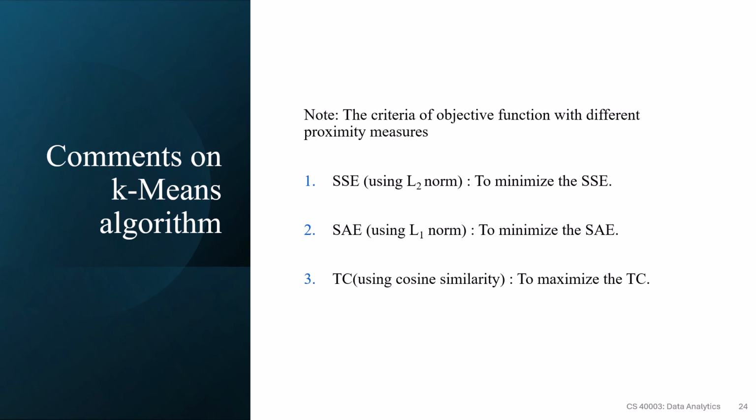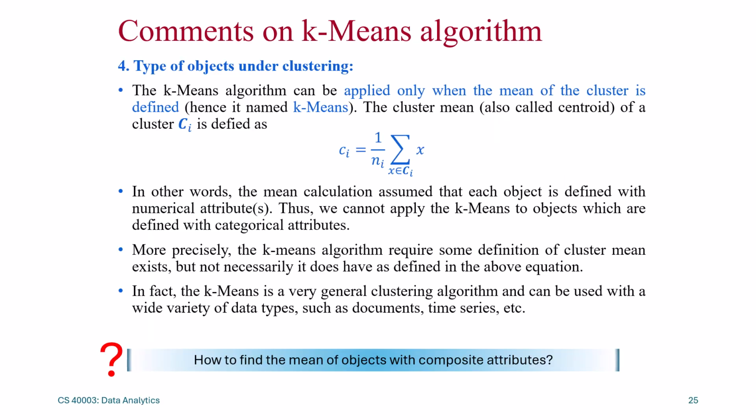Cohesion is nothing but the strength of the bonding between the data items. Bonding or strong relationship can be defined as the total cohesion, so that it has to be maximized. Next, the type of objects under clustering.